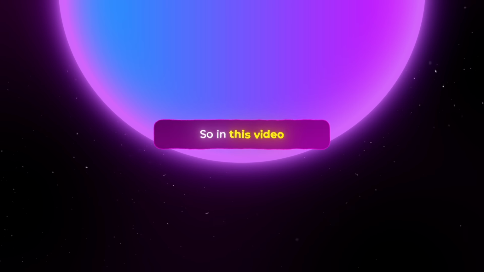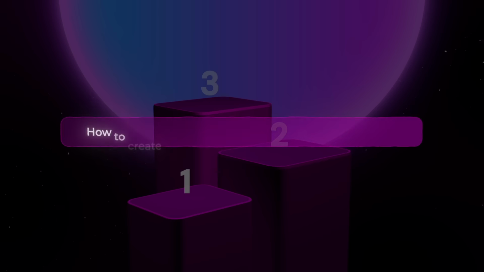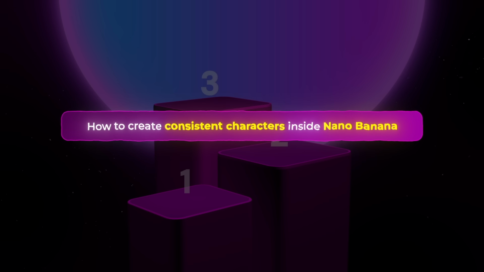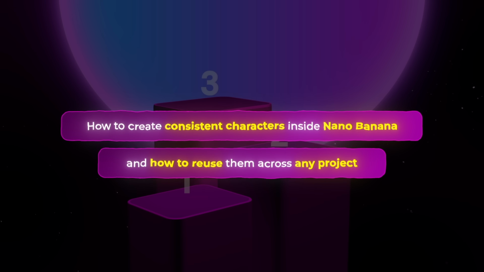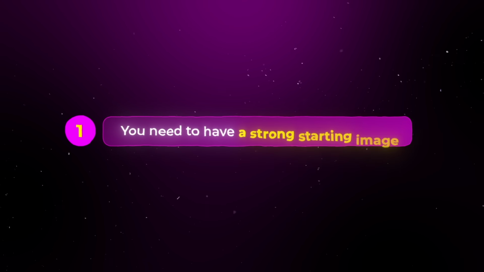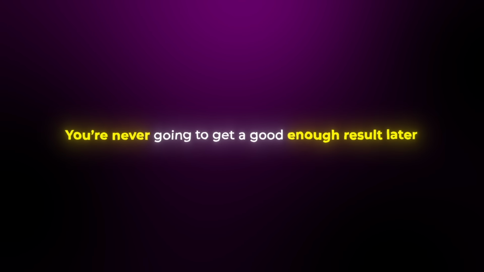So in this video, I'll show you step by step how to create consistent characters inside Nano Banana and how to reuse them across any project. So how do you actually create your consistent character with Nano Banana? Well, first off, you need to have a strong starting image. If the image you're starting with isn't strong, then honestly, you're never going to get a good enough result later. So that's kind of the first thing to keep in mind.